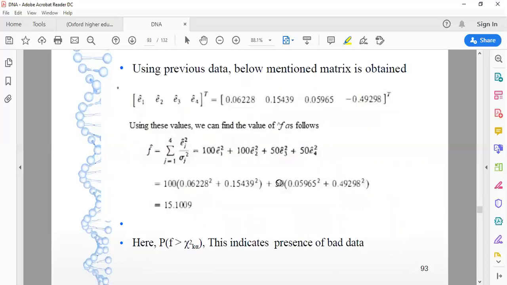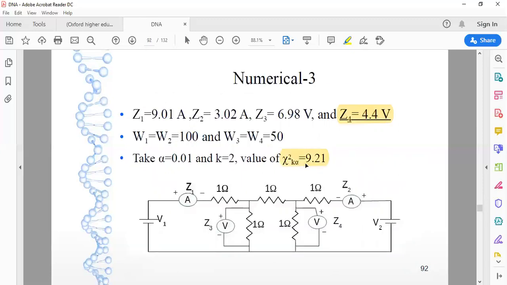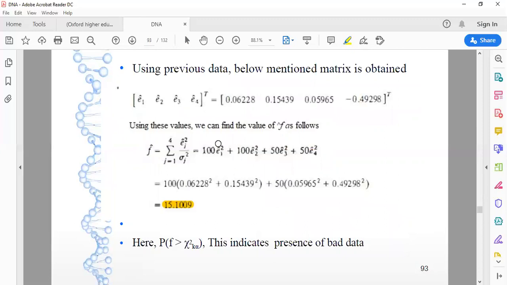Once again, we'll identify the value of error. That will give us the value of 15.1009, which is higher than the value of 9.21. It means that the chi-square estimation remains accurate. If we change any value of a measure variable beyond a certain level, then the value of the performance index will attain a larger value than the table which shows the value of chi-square.